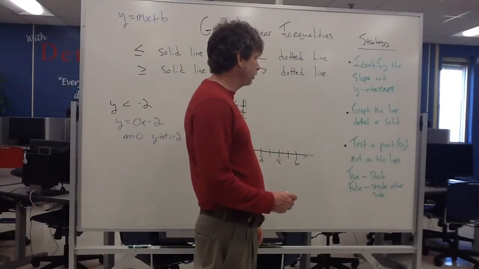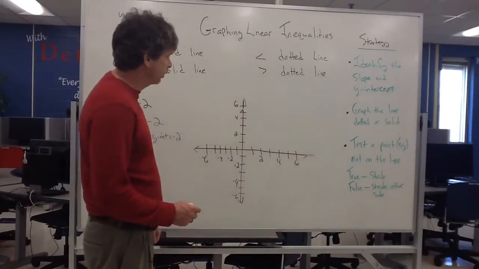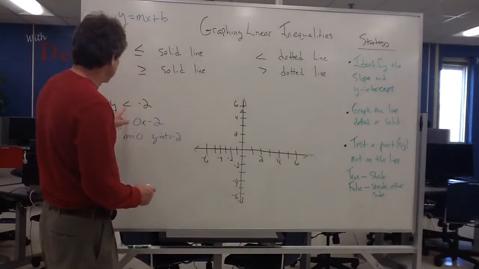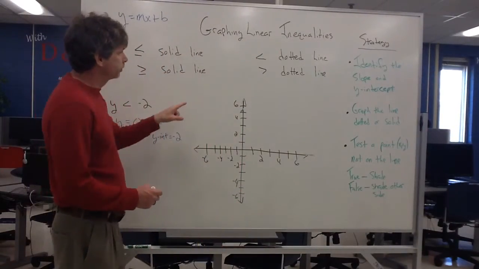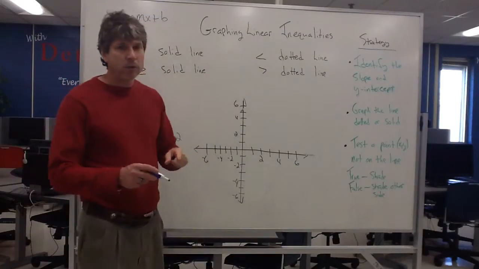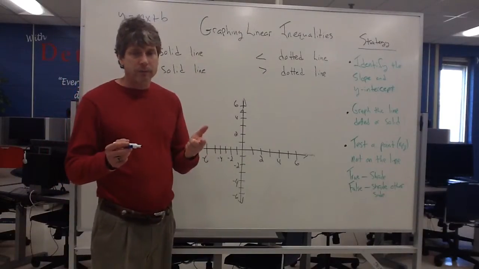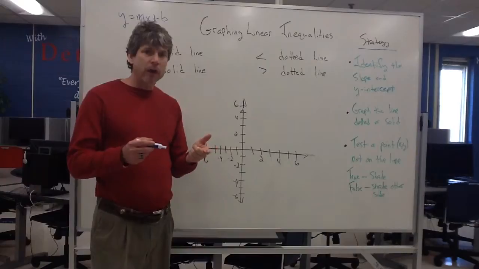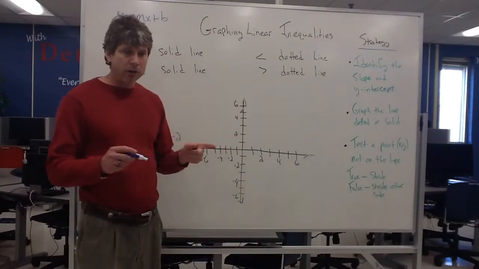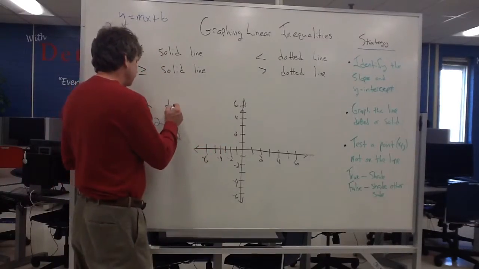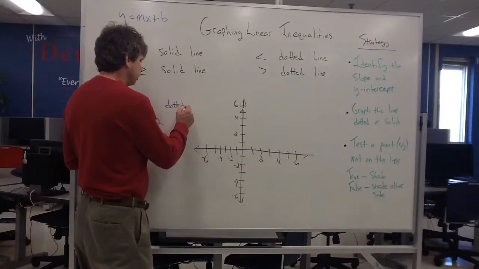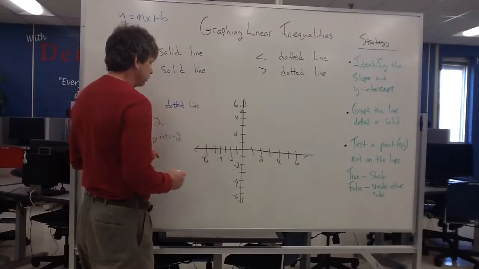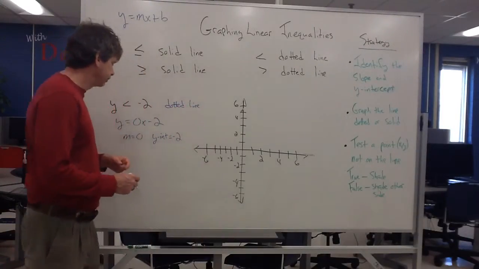Now we want to graph a line and make sure we decide whether it's dotted or solid. Since this is a less than symbol, a less than symbol means we don't include the points on the line. Since we're not including the points on the line, to model that we use a dotted line. So make a little note to self, I should have a dotted line.